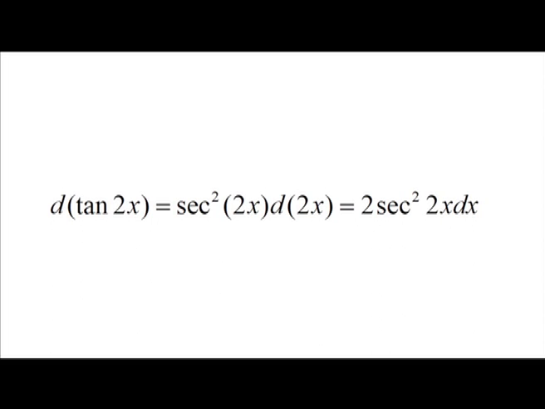As an example, with u is equal to 2x, the above gives d of tan 2x is equal to sec square 2x d of 2x, which is equal to 2 times sec square 2x dx.